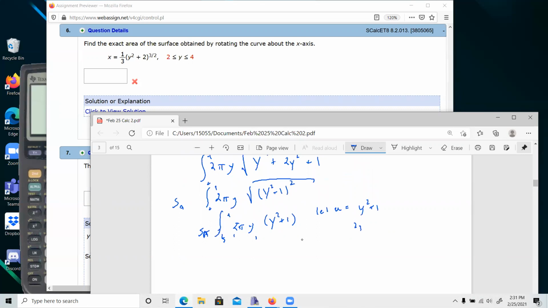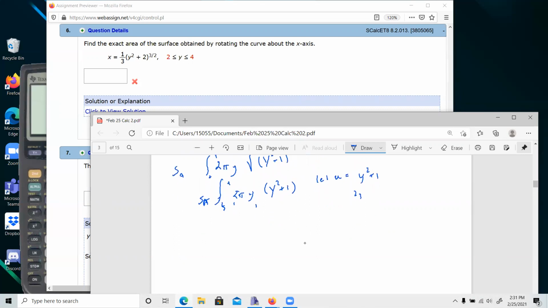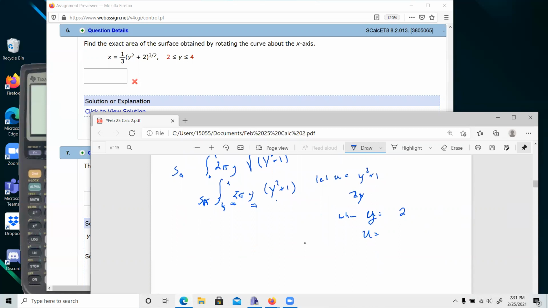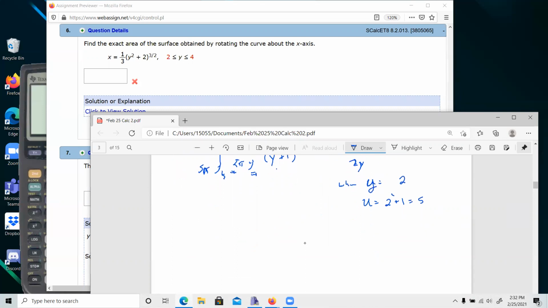Okay, at this point, since I'm already halfway, hip deep in it already, you could multiply this out and just integrate it directly. It's up to you. Okay, there's no one right way to do this. But since I've already gone through this, there's my du, here's my u. When y equals 2, right, because we're going from 2 to 4, then u is equal to 2 squared plus 1, which is 5. When y equals 4, then u is equal to 4 squared plus 1, which is equal to 17.